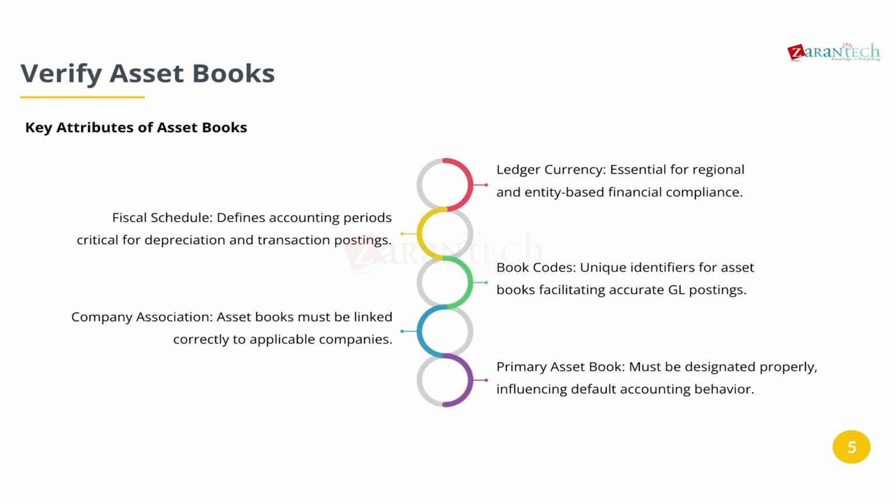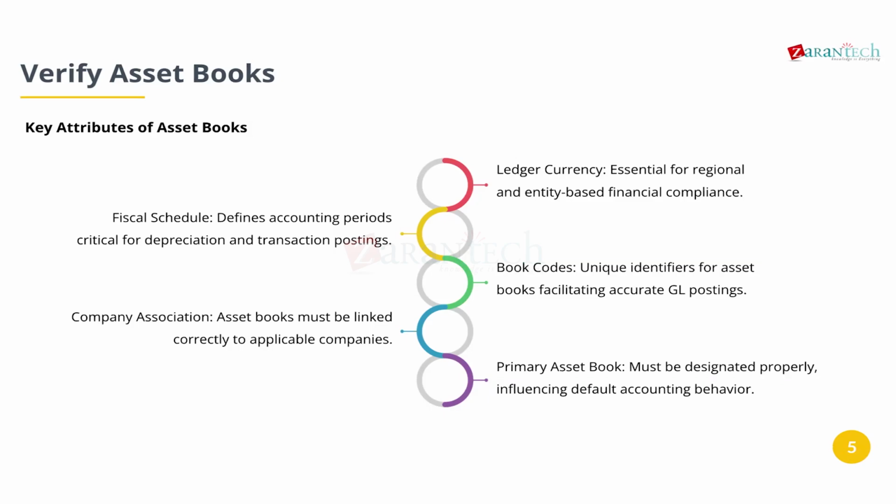The first one is ledger currency. Ledger currency is the base currency in which the asset book is operating. It is critical to ensure that depreciation and valuation are aligned with the regional entity specific financial compliances, and it is super helpful for a multinational setup. As I already gave one example, the asset book currency must match the functional currency so that it will be better to associate with the ledger.